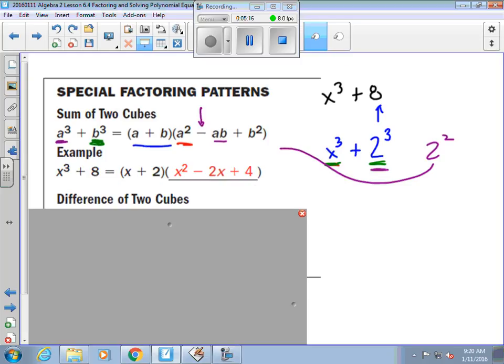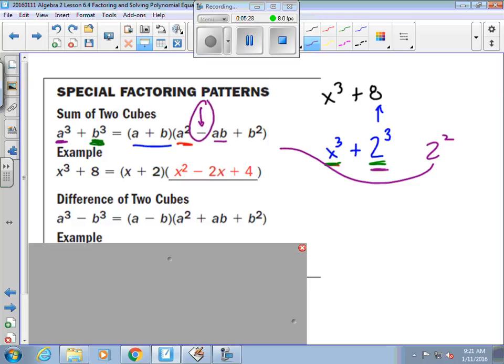Everything's exactly the same. You don't have to memorize two things. The only thing you have to memorize is that when you were adding them, it's going to be minus right there. When you're subtracting them, it's going to be plus right there. So a cubed minus b cubed is a minus b, that's first. Then the first term, a squared, plus the two terms multiplied by each other, a times b, plus the last term, b squared.